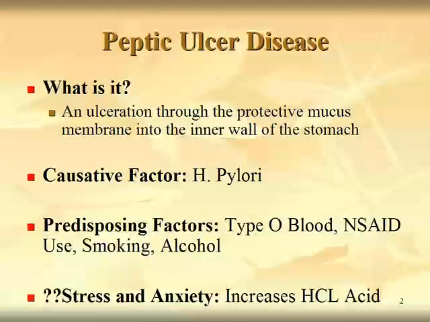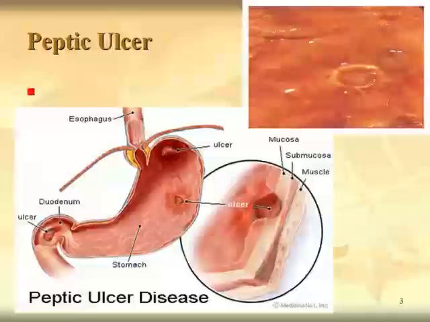Some predisposing factors include if that patient is a type O blood type, if the patient has heavy NSAID use, smoking and alcohol use also, and stress and anxiety play a big factor as far as increasing a patient's risk. Here's an example of what peptic ulcer disease actually looks like. You can see in that right upper corner the actual ulceration that's in the gastric mucosa that can then lead to possible bleeding, erosion, and hemorrhage.